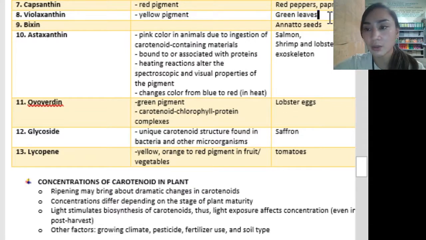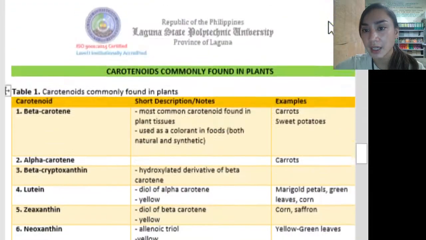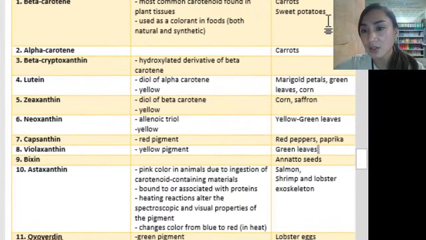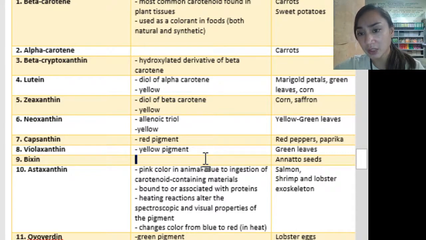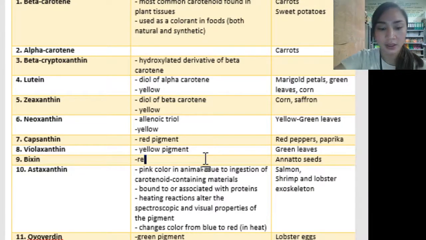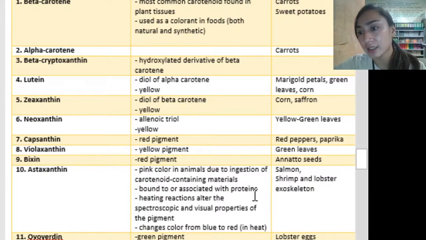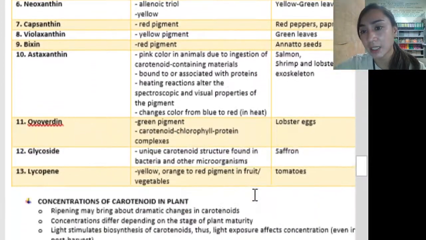So, you don't need to memorize all these carotenoids. Pero, ang important kasi dito are the ones that are very common to find, which is beta-carotene nga, tulad ng alpha-carotene, zeaxanthin, capsanthin, no? Bixin is also red pigment naman to, if I'm not mistaken. Red pigment. So, it is found in annatto, yun nakakapagpapula, no?